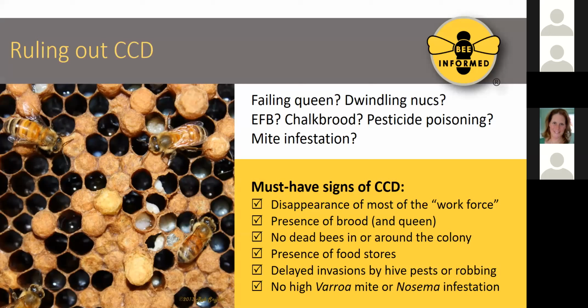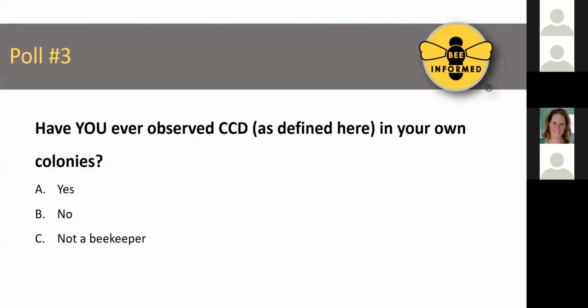So finding a dead colony in your yard, we know it's a harrowing experience, and figuring out what killed it is tricky. It does take experience. But we hope that it's an exercise worth practicing, and we hope that we can be helpful, for example, in this webinar, where we can try to give you tips on how to do this identification. So I'm going to finish my part by asking you the same question again, which is, have you ever observed CCD as defined here in your own colonies?